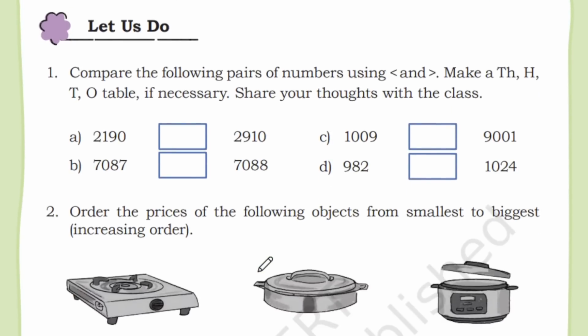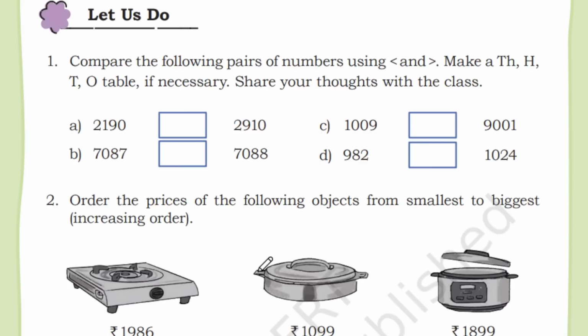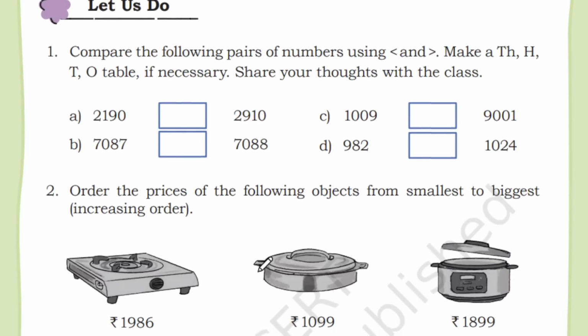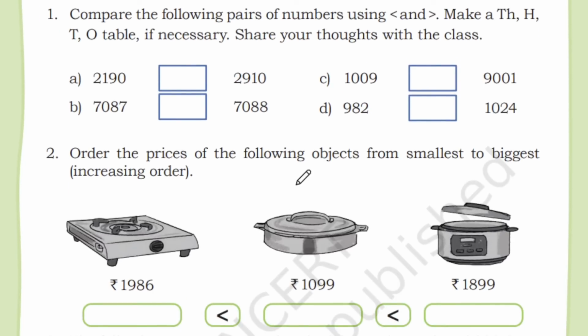Next, compare the following pairs using the sign. Make a thousands, hundreds, tens, ones table if necessary. You have to compare and write which one is the bigger. You see the ones place you have the same 0. Tens place you have 9. Hundreds place you have 1. And thousands place you have 2. But here in the hundreds place you have 9 which is greater than 1. So this is the bigger one.